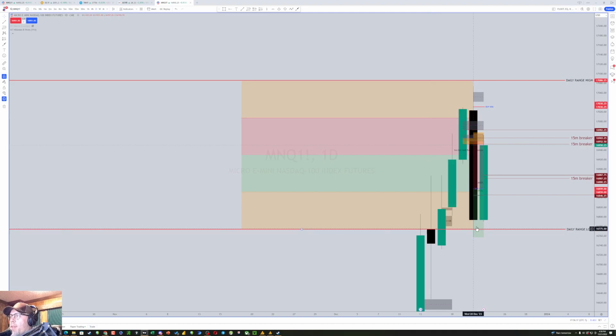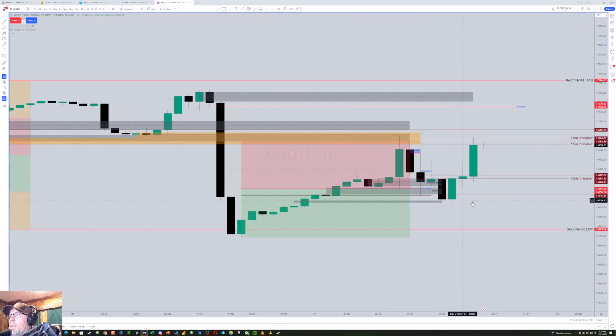And the fact that we bounced off of that showed a big, large gap up, something I'll cover in a moment. But this is our daily range high, and probably going to end up being the weekly range high. So we can return that to 1 hour.